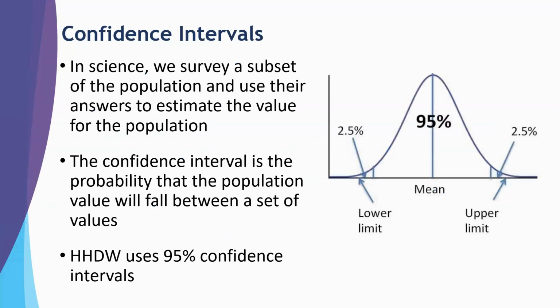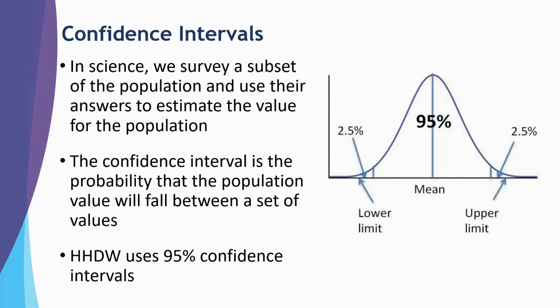Now let's move on to confidence intervals. Confidence intervals are a wonderful tool. They are very helpful in understanding and interpreting the data we use. In science, we survey a subset of the population and use their answers to estimate the value for the entire population. For the BRFSS survey, we couldn't possibly talk to all 1.1 million adult residents of Hawaii. No one has the time or money for that.